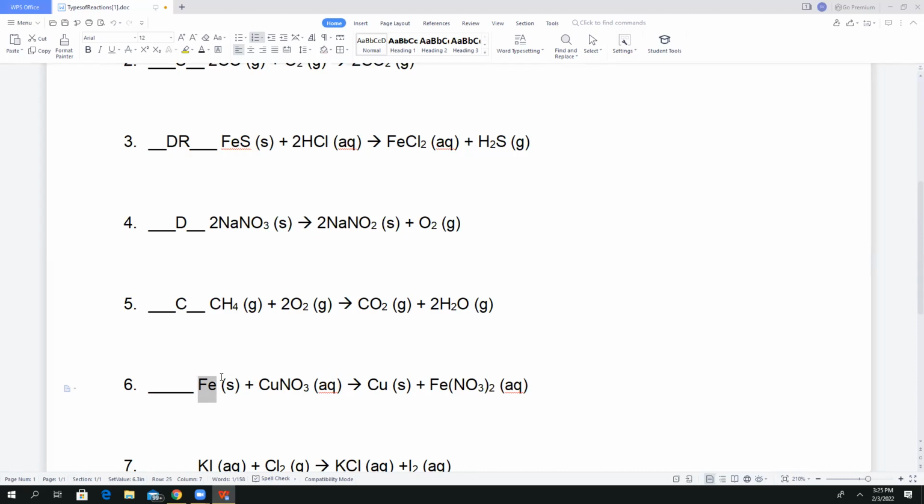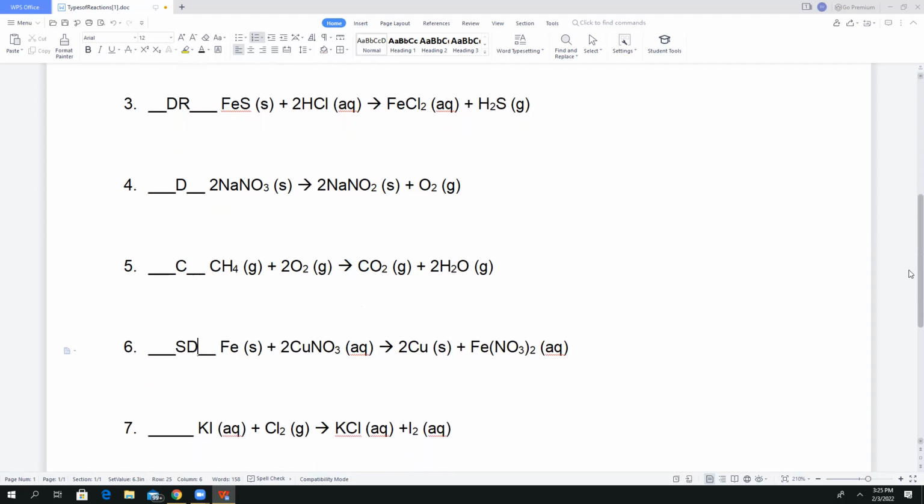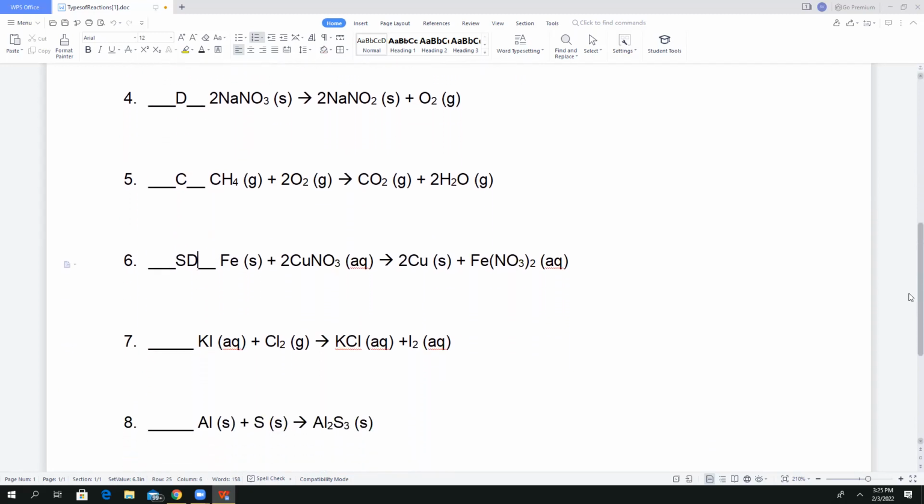Now we need to balance. We need a 2 here, right? And we need 2 here, and that's it, we're done. And this is what is known as a double replacement, no, single replacement or single displacement, it doesn't matter. You can call it replacement or displacement. Some people call it displacement because you're displacing, but you're also replacing, so either way.